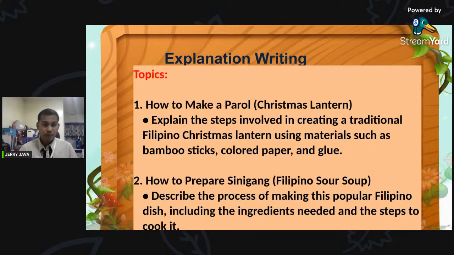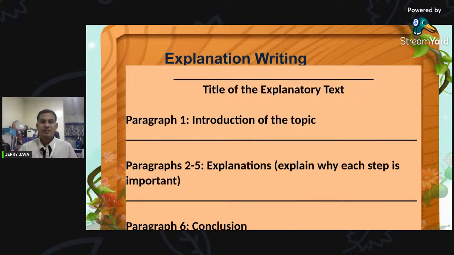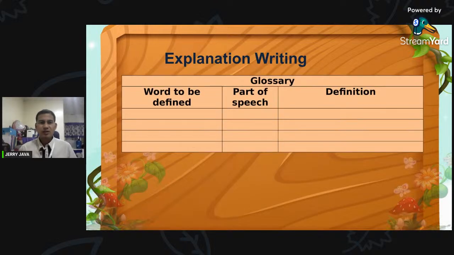Okay, every group will be given topics. Like one topic will have to talk about how to make a parol, how to prepare sinigang. They have to have paragraph 1 for the introduction, then explanations, and paragraph 6 for conclusion. For the glossary, they are going to look for the words that they used. These words should be content words, important words, new, difficult words, and then they are going to define that word, and then write the part of speech, the 8 parts of speech, whether that would be a noun, adjective, adverb, pronoun. Definition, they have to give the dictionary definition or meaning.